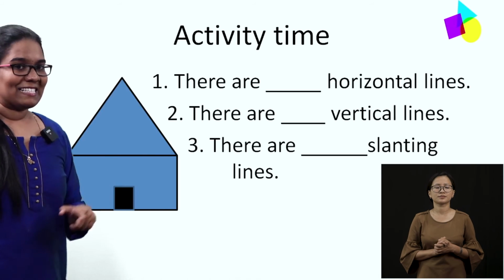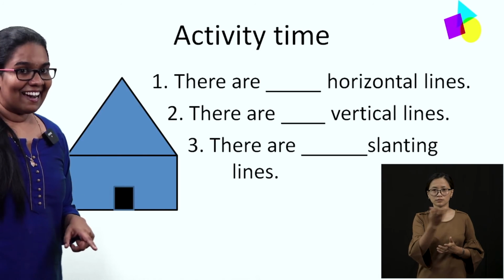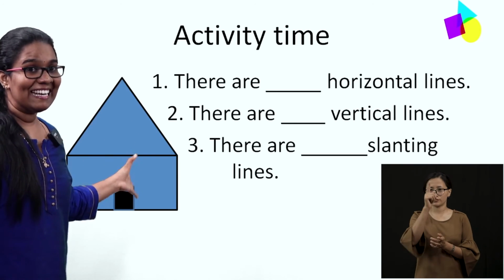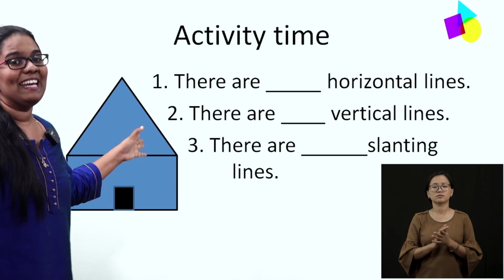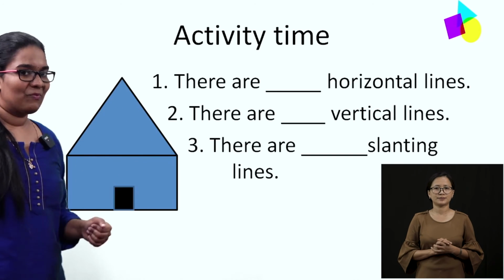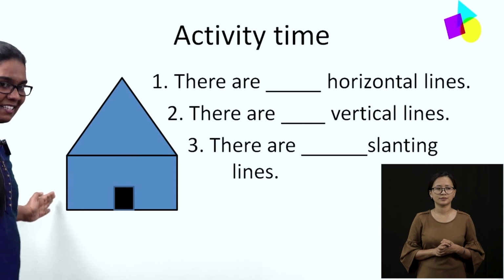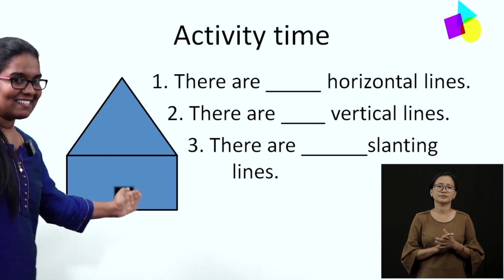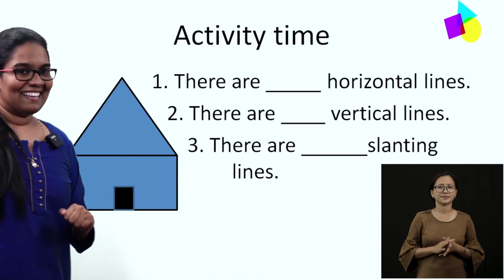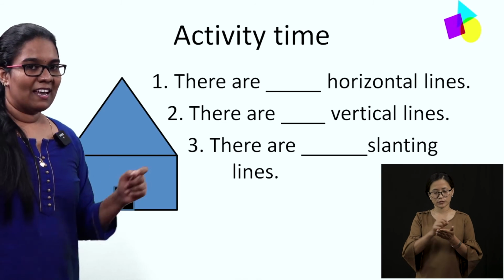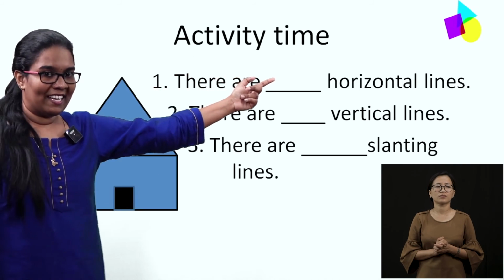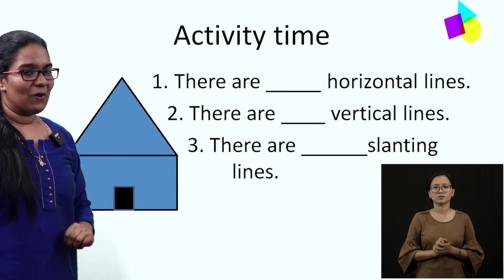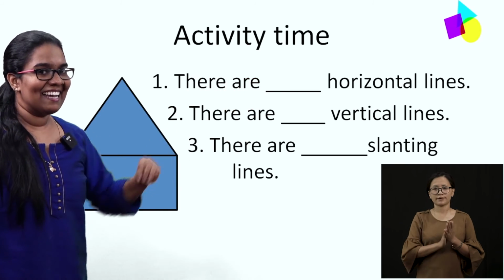Then, what's the next question? In this picture, how many vertical lines are here? Vertical lines means the lines like this. Try to find out and fill here. There are how many horizontal lines? The second question is, there are how many vertical lines?